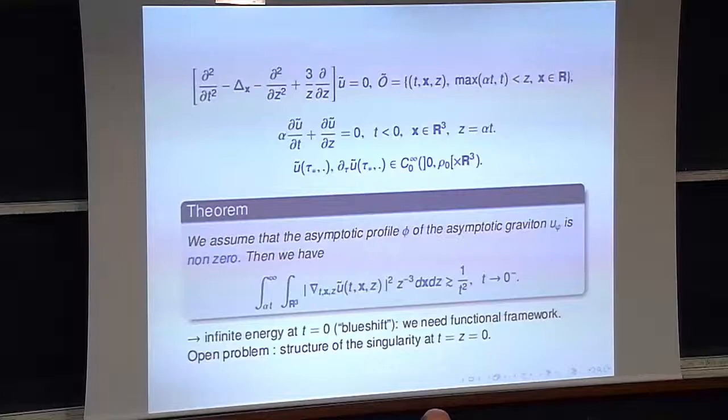The result is the following. U tilde is the extension of the gravitational waves beyond the Cauchy horizon, a solution of the wave equation with the boundary constraint on the brane. The result is the following. When the asymptotic profile phi associated to the asymptotic graviton U phi is not zero, some blue shift appears. The energy blows up.